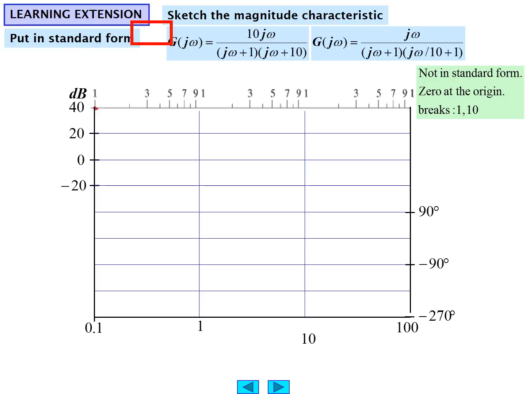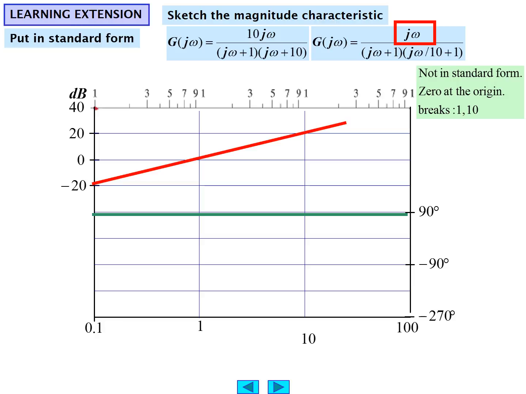Let's plot it. The j omega term at omega equals 1 will be 0 dB. That's because 20 log to the base 10 of 1 is 0. So here we have it with 20 dB per decade positive slope because it's a zero. So it goes from 0 to 20 dB from 1 to 10, and from 0 to minus 20 dB from 1 down to 0.1. The phase, of course, is 90 degrees and does not change with frequency.